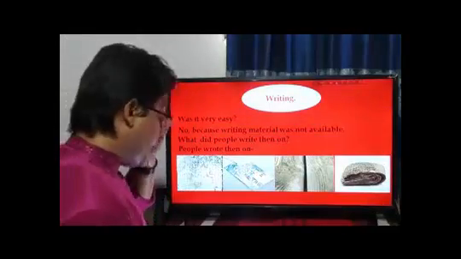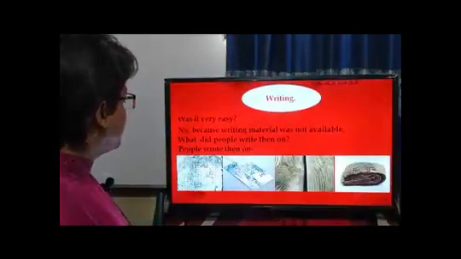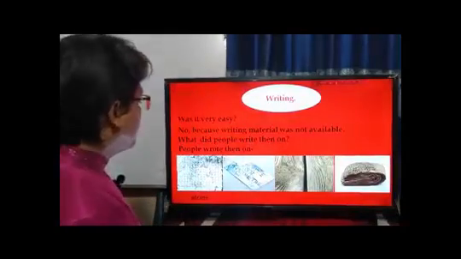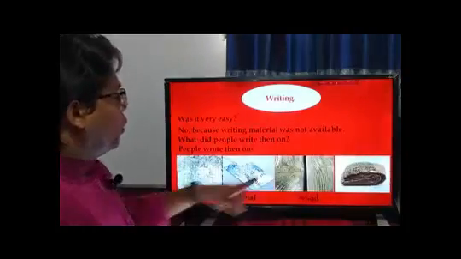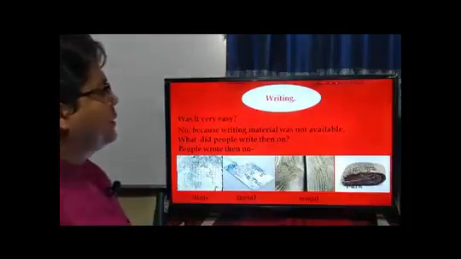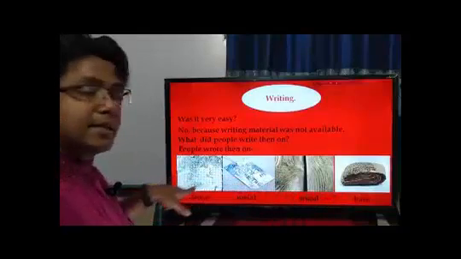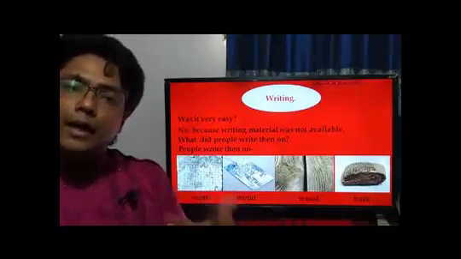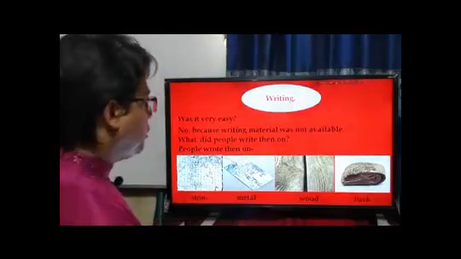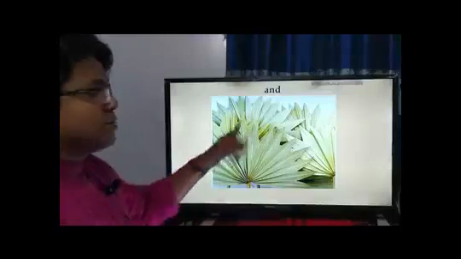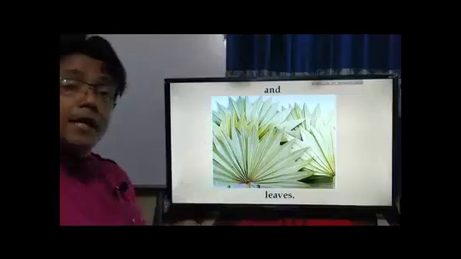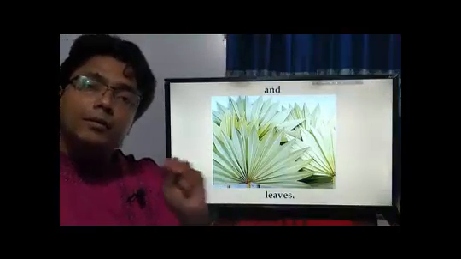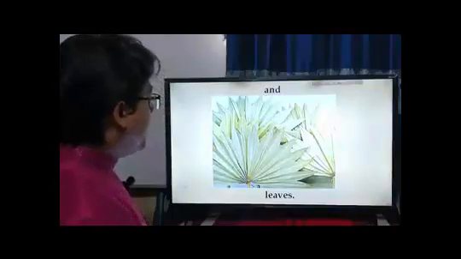Okay. Now, here students, you see it is a stone. After that, metal. Then wood. After that, bark. These items were used to write. Okay. So, dear students, what is this? Leaves. It means these leaves were also used for writing purposes.